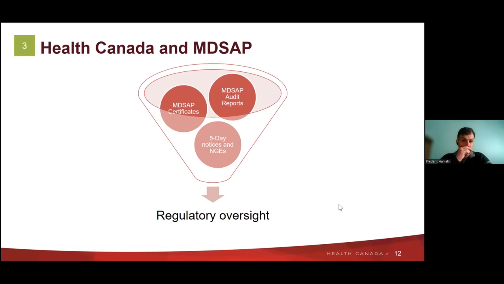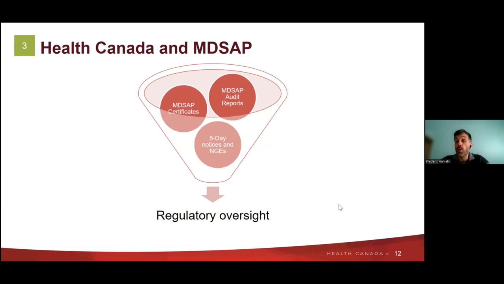And what do we get out of it? Well, there's 3 main components that come out of MDSAP that we would use. So there's the actual audit reports, the certificates, and something called 5-day notices and NGEs. And I'll just touch on that quickly. So a 5-day notice, so we have rules within the program that says that if following an audit, there are certain types or number of findings that are found or discovered, then the auditing organization has to alert the regulatory authorities within 5 days. So they very quickly notify us of this.